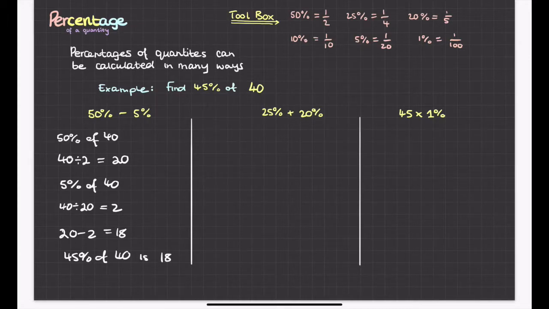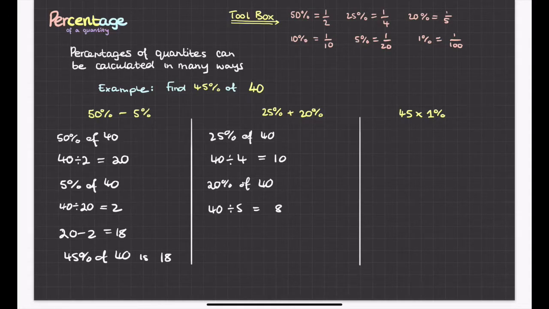Okay, let's try another one. Okay, so this next one, we want to work out what 25% is and work out what 20% is and add them together. So 25% of 40, well 25%, that's the same as a quarter, so that's the same as doing 40 and dividing it by 4. So 40 divided by 4 equals 10. And to get my 20% of 40, 20% is the same as 1/5, so if I divide 40 by 5, that'll give me 20%. So what's that, 8?